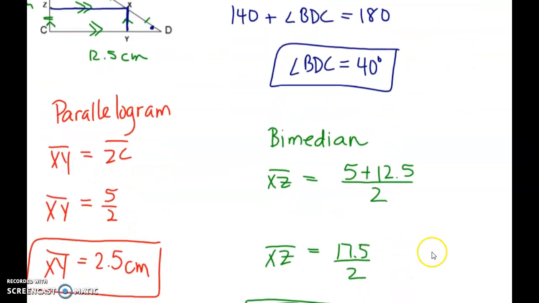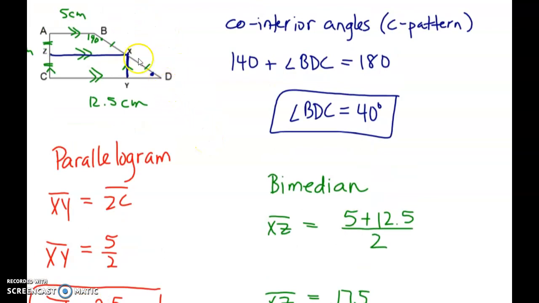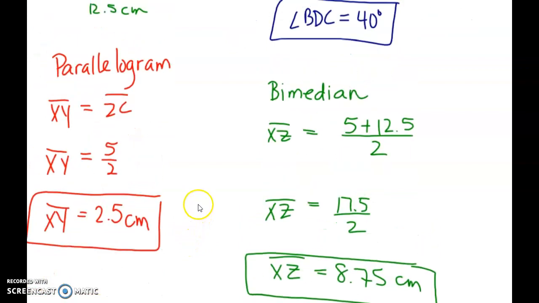Next, I need to find the length of XY, this length here. Well, I have a parallelogram formed right here. There's my parallelogram. I know that because this is parallel to this, and this is parallel to this, which means we have a parallelogram. So, XY has to equal ZC. I know this whole length is 5, so half of that will be 5 divided by 2, which means this also is 5 divided by 2, or 2.5.